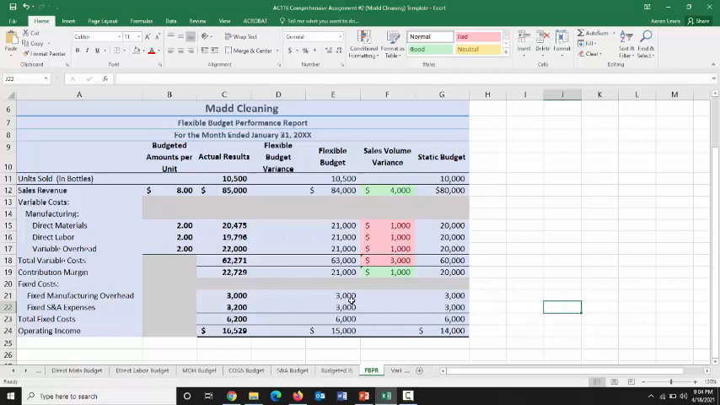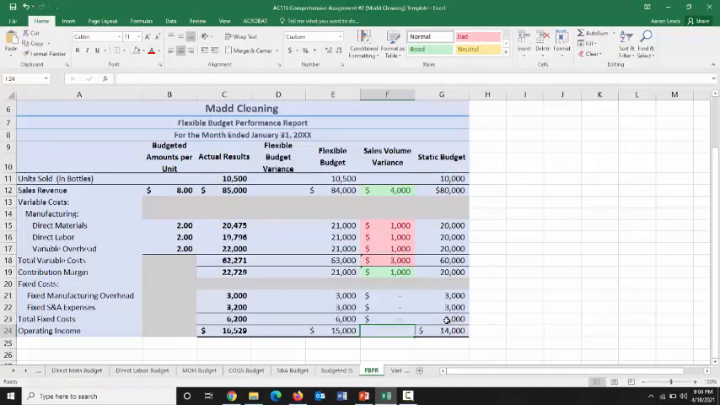Our flex budget says we should have spent $3,000 for fixed manufacturing overhead, the same amount we had in our static budget, and also true for fixed S&A expenses. We should have spent $3,000, the same amount in our static budget. That means both of these numbers, these variances, are going to be zero, and that's always true. Your sales volume variance for any fixed cost should always be zero, because you can't attribute an increase or a decrease in fixed costs to the fact that you made more units than you thought you were going to, because they should not change with your level of production. So your total fixed costs, by that same logic, is going to have a variance of zero.